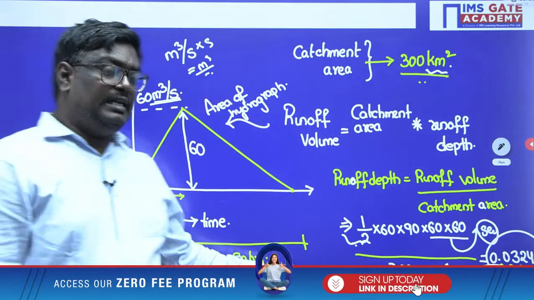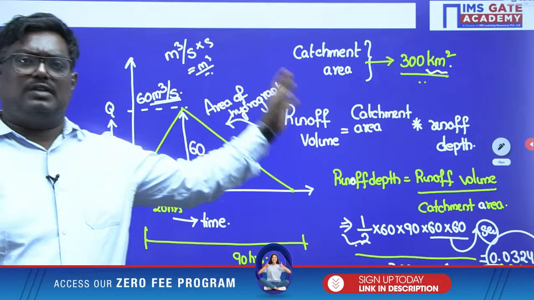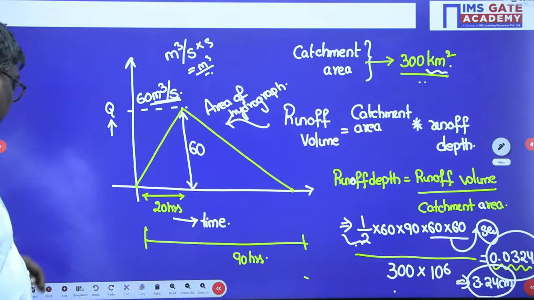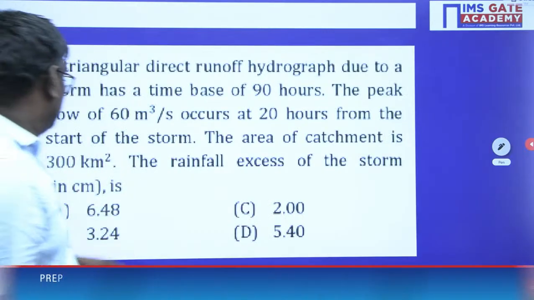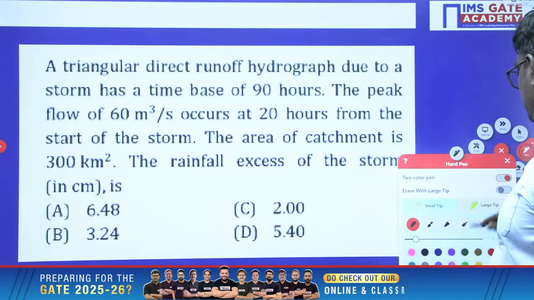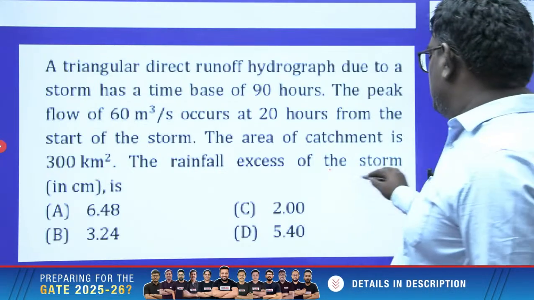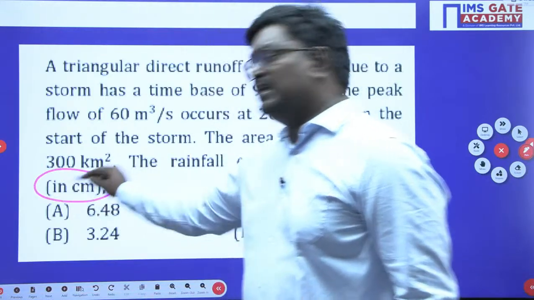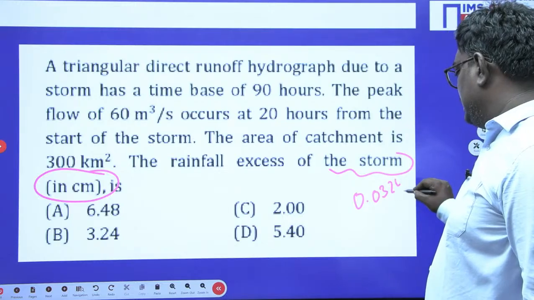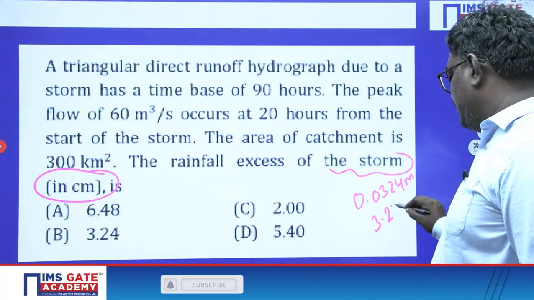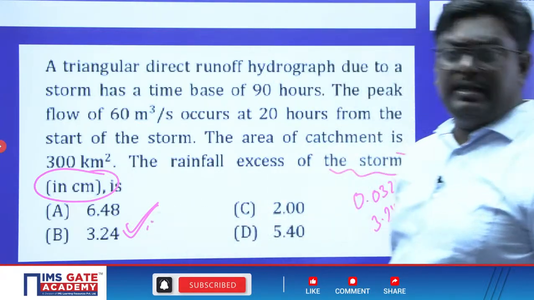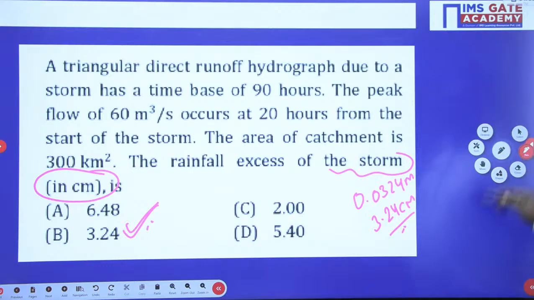So the key takeaway from this is: area of hydrograph is runoff volume. Runoff volume is area into runoff depth. Here if you see the options, they have asked you the runoff depth in centimeter. So you got 0.0324 meter, right? If you convert into centimeter, it is 3.24 centimeter. So the option here is B. Agree? So please write down this, students.